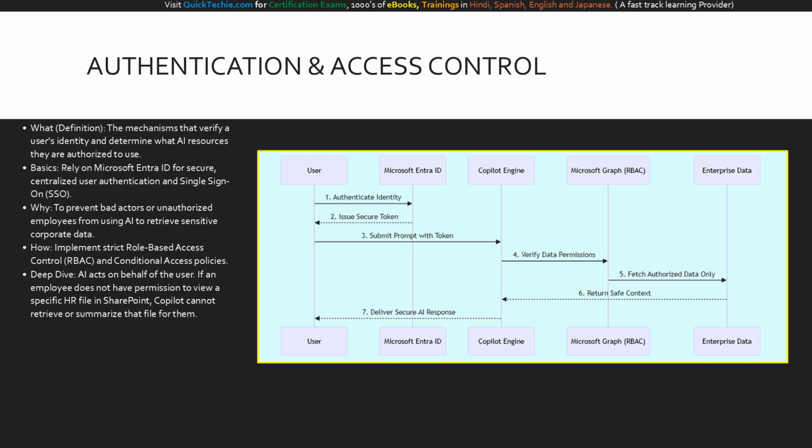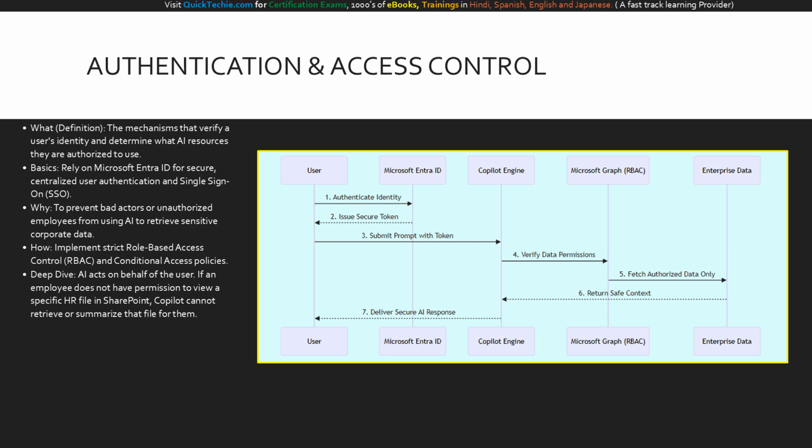The deep dive here centers on how Copilot actually works. Copilot only ever acts on behalf of the authenticated user. It utilizes Microsoft Graph to check permissions in real time. If an employee does not have explicit SharePoint permissions to read a specific HR file, Copilot is physically incapable of retrieving, reading, or summarizing that file for them. The AI rigorously honors your existing security permissions.